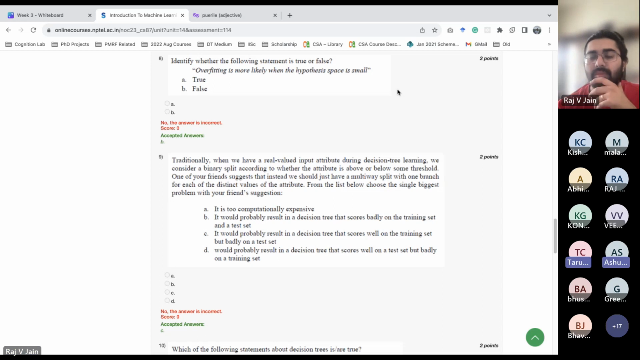Yes. We have simple models, therefore overfitting is less likely. Yes, correct. If you have simple models, overfitting is less likely. Underfitting is more.